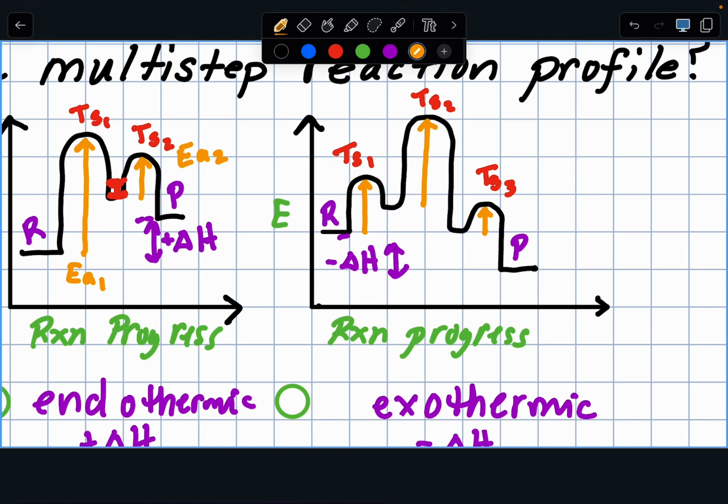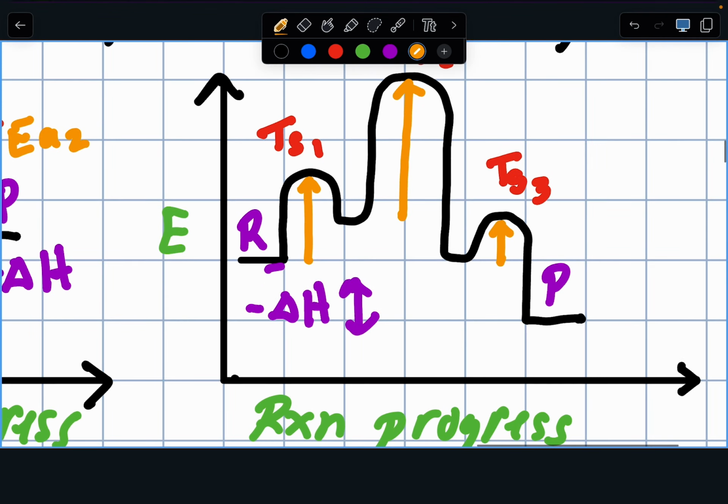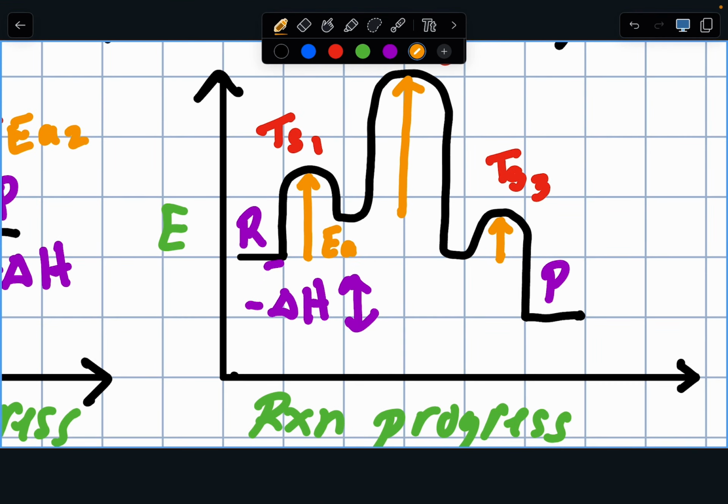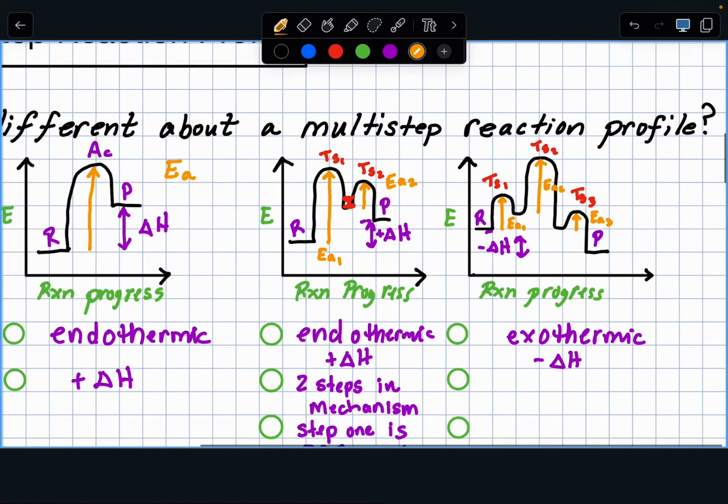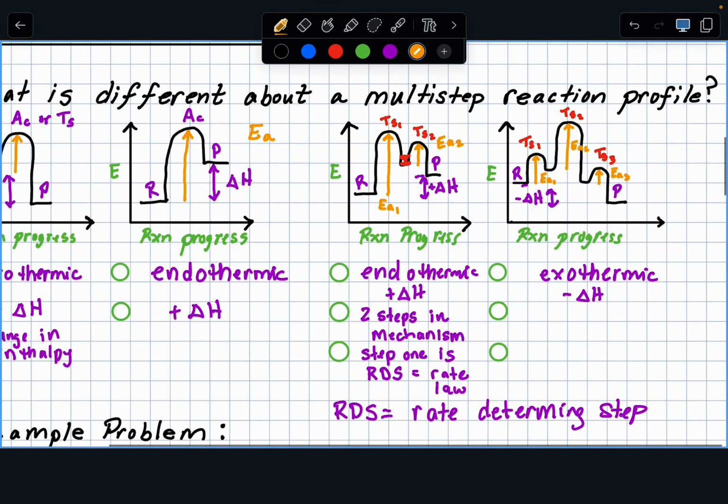So again, this first one, I'll see if I can sneak it in here. It's going to be really small. So this is activation energy 1. This one is activation energy 2. And then this one is activation energy number 3. And again, you have to decide which one of those is then the rate determining step. And the rate determining step is always the one that has the highest activation energy.